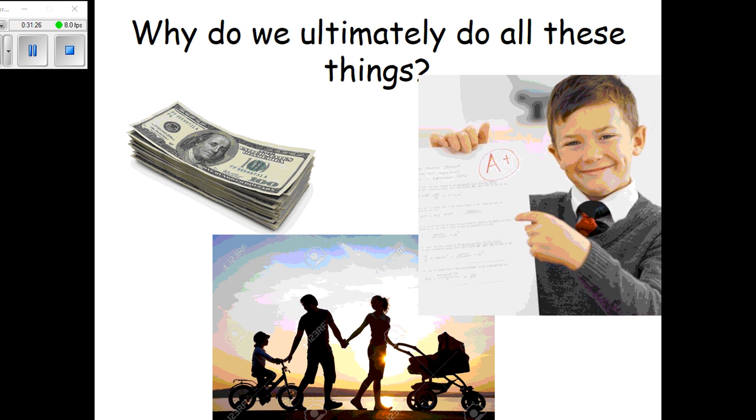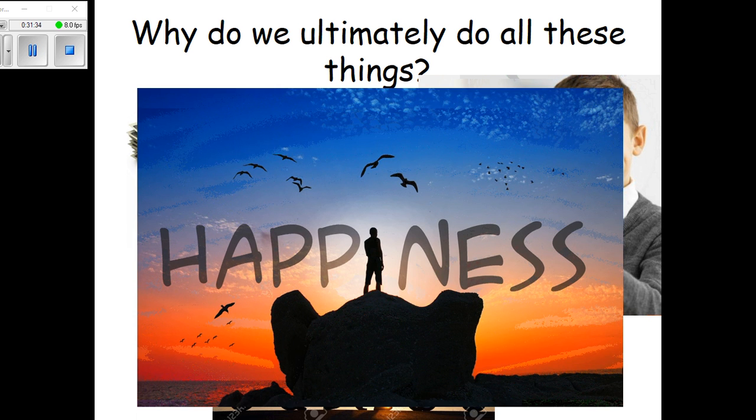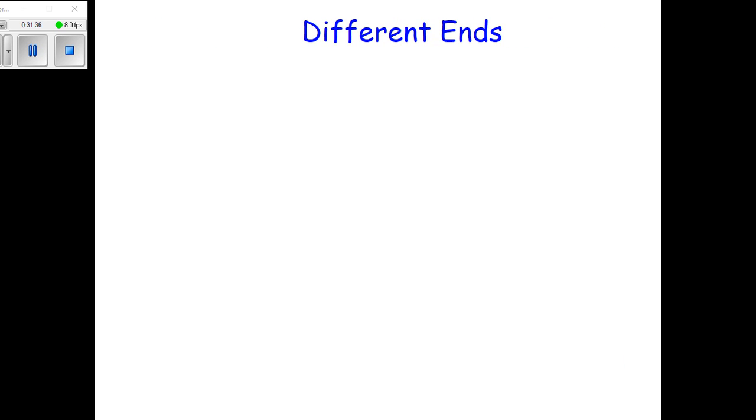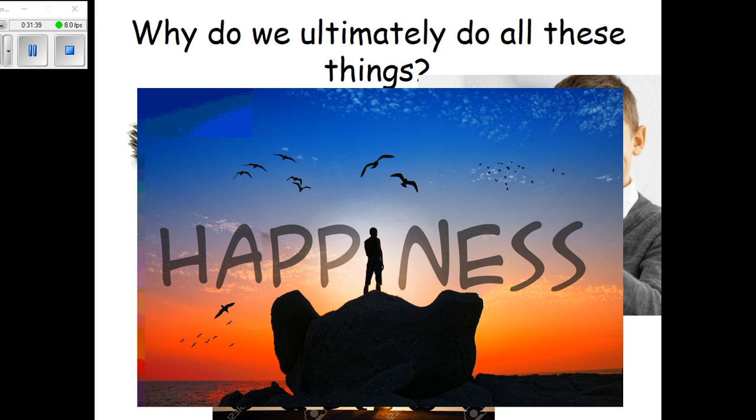So why do we ultimately do all of these things? Why do we want money? Why do we want a good grade? Why do we want family? Well, the ultimate end is going to be happiness. And this is another definition of eudaimonia, which is happiness. Now, this isn't happiness in the utilitarian sense, so it doesn't mean pleasure. This is happiness in the Greek sense, which is sort of an abstract noun. What it means is the process of just living a good life. It's not something you feel in any one moment. It's a state of being, a good life.